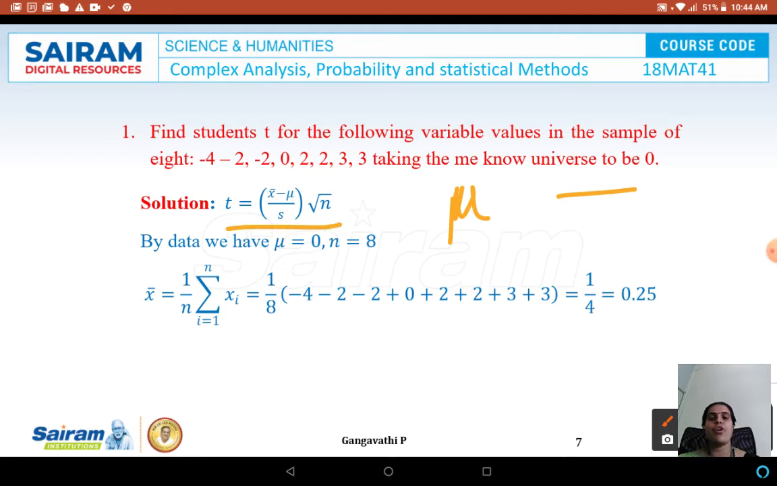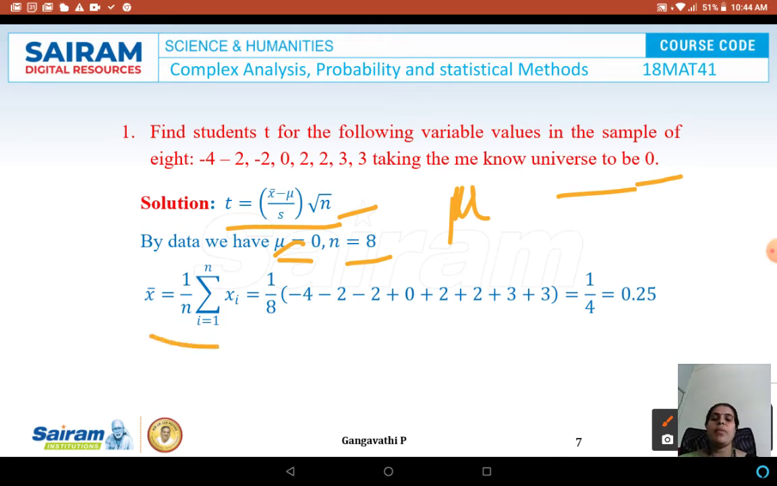So consider the formula for t. The t formula is given by x bar minus mu by s into square root of n. What is x bar? It is to be evaluated. Mu is given as 0, the mean of the universe, so we can note it down. And n is the sample size, the number of elements in the sample, which is 8. So now let us evaluate x bar first, and then later we can substitute it in this formula to get the required answer.